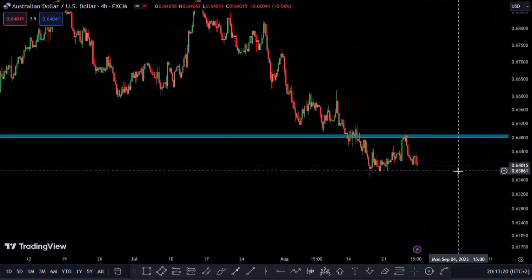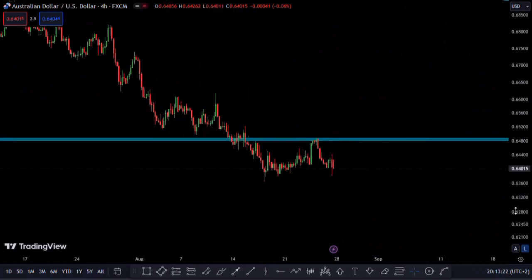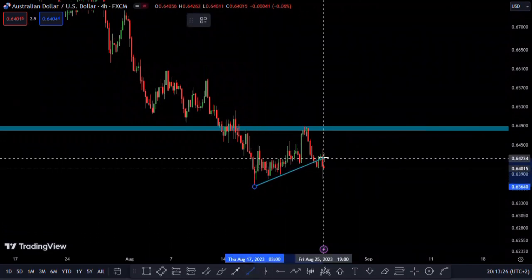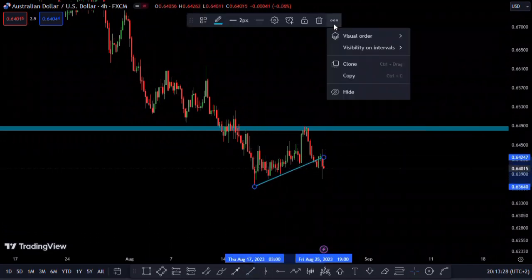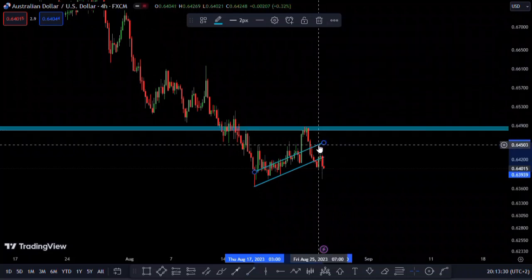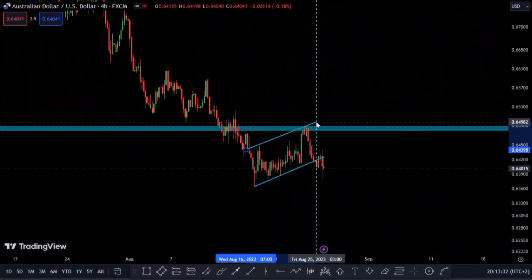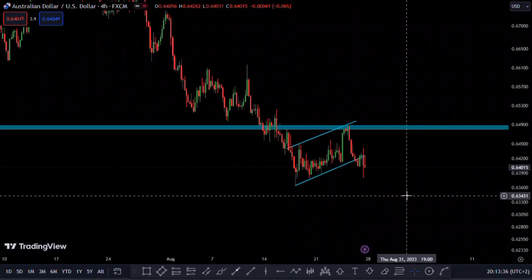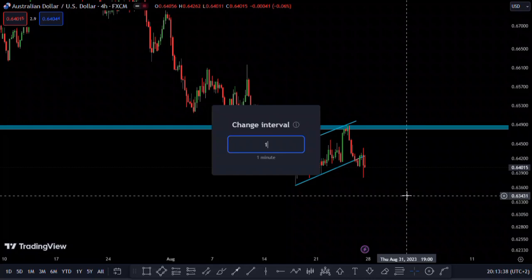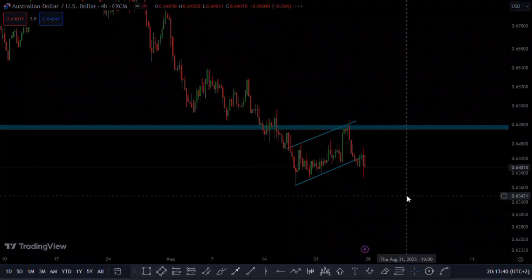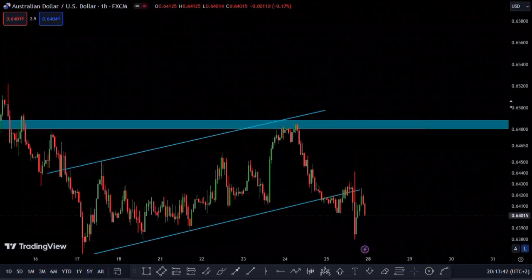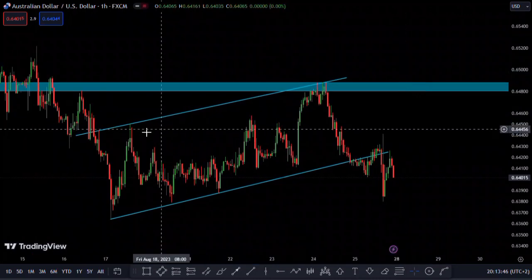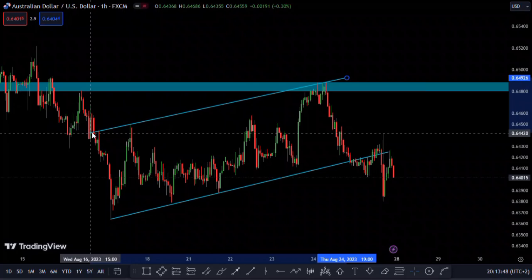On a 4-hour time frame, I'm seeing a certain structure. This structure is going to help me with my sells. I'm seeing an ascending channel, which is a signal of a selling opportunity. So let's go to a 1-hour time frame and see if we can find something that we're going to use for entries.